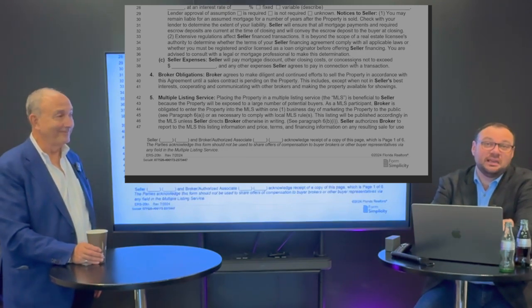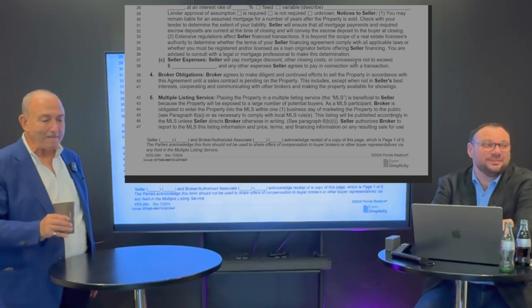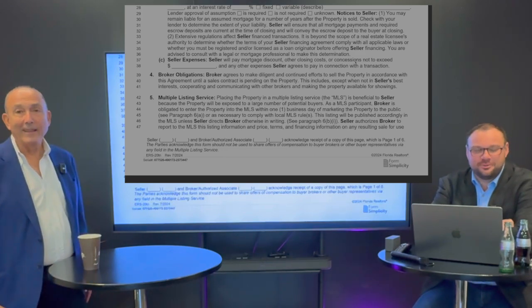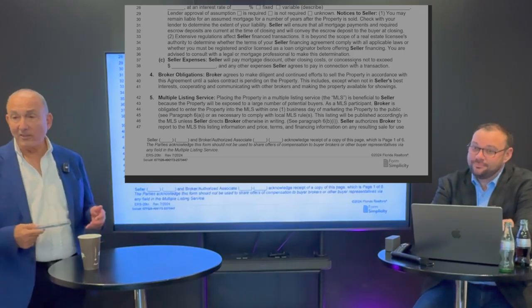There's nothing that says exactly when they can or cannot choose to do that. It is up to their discretion, which is a big problem with this sentence. This is a line of BS, basically, that was put in here.